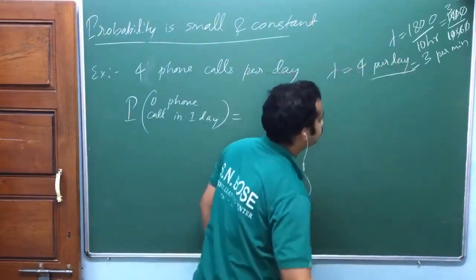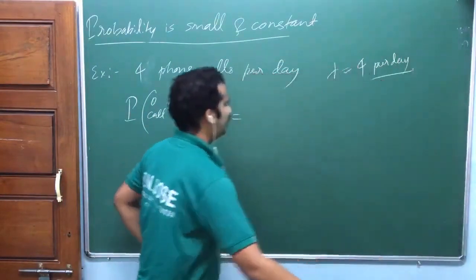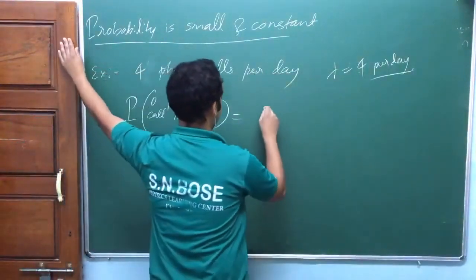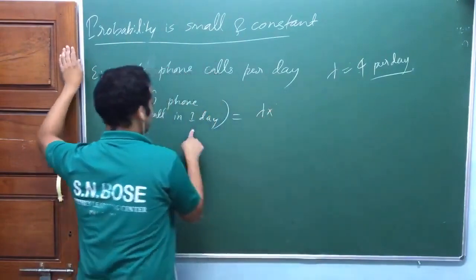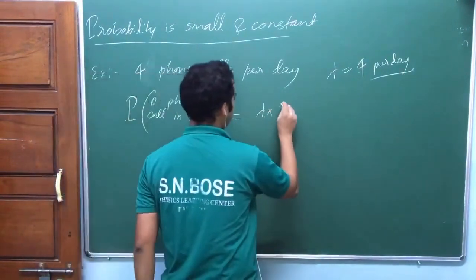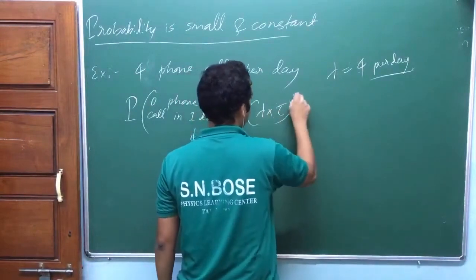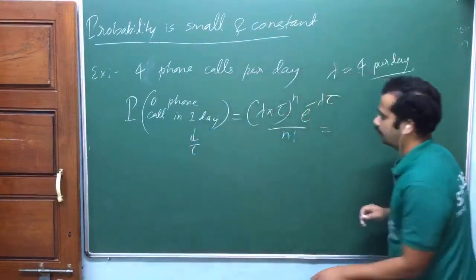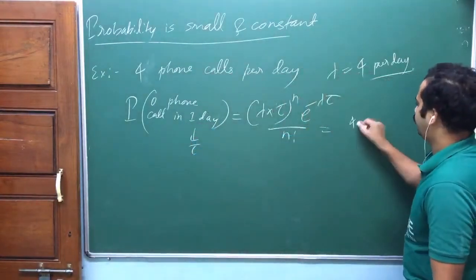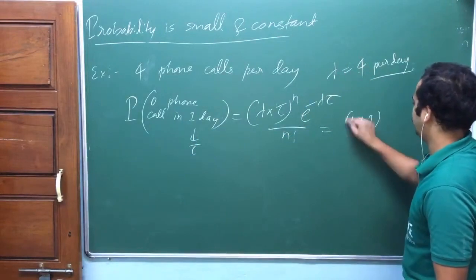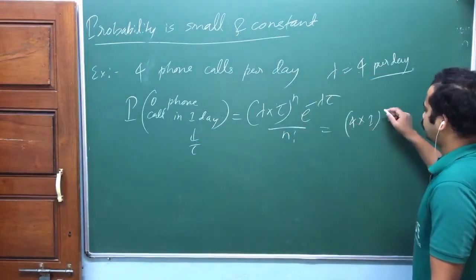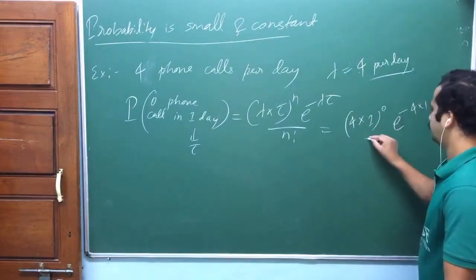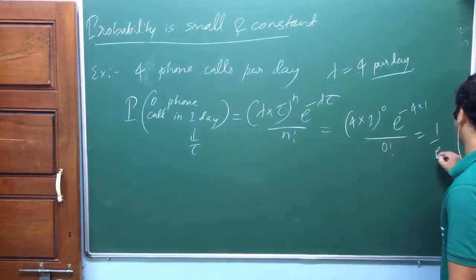Lambda equal to 4 per day. 0 phone calls in 1 day means lambda times tau, with tau equal to 1 here. The formula is (lambda tau) to the power n, e to the power minus lambda tau, divided by n factorial. That's equal to (4 into 1 day) raised to 0, e to the power minus 4 into 1, divided by 0 factorial, which is 1 by e to the power 4.